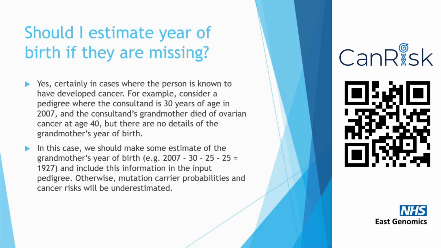This is just an example here of how you can calculate somebody's age. So if you don't know the grandmother's age, but the patient was born in 2007, then you can work out roughly when that person may potentially have had a child. So maybe take 30 years off for the mother's age, maybe 25 for the next generation, and maybe 25 for that, assuming that people had their children a bit younger in earlier years.